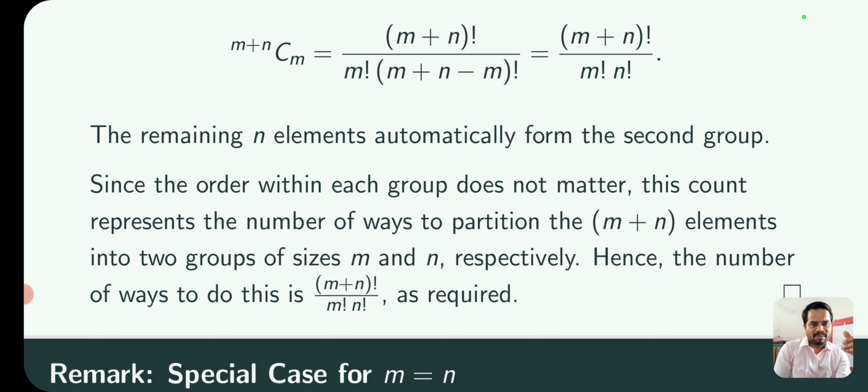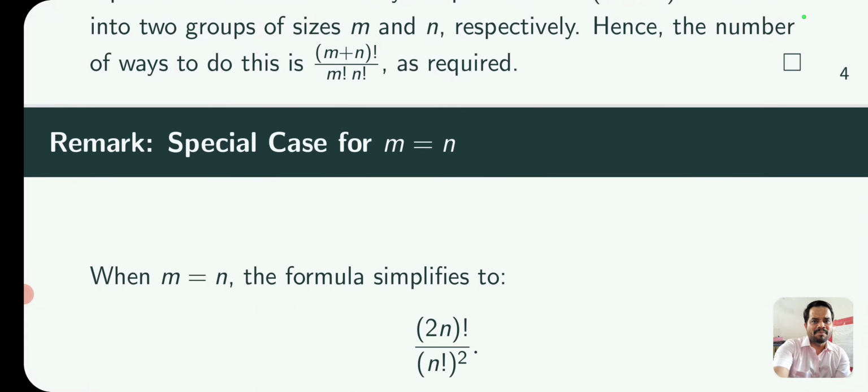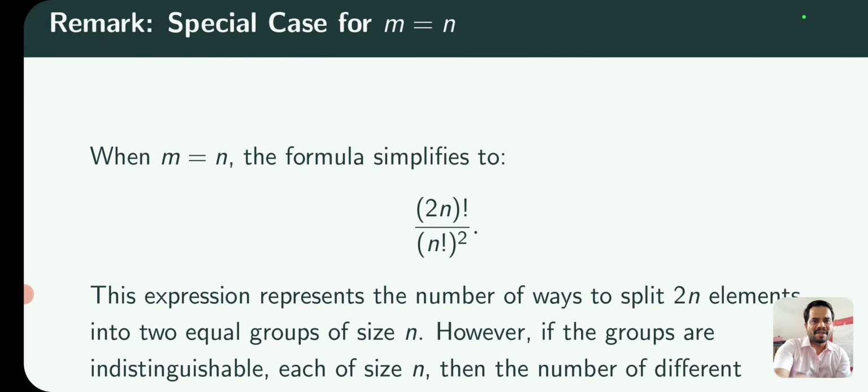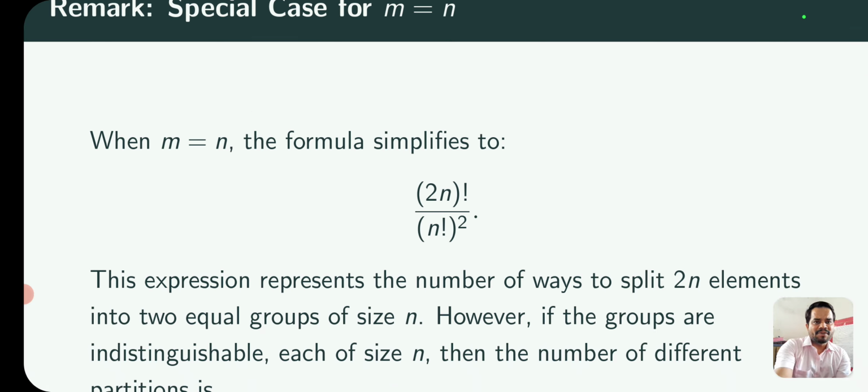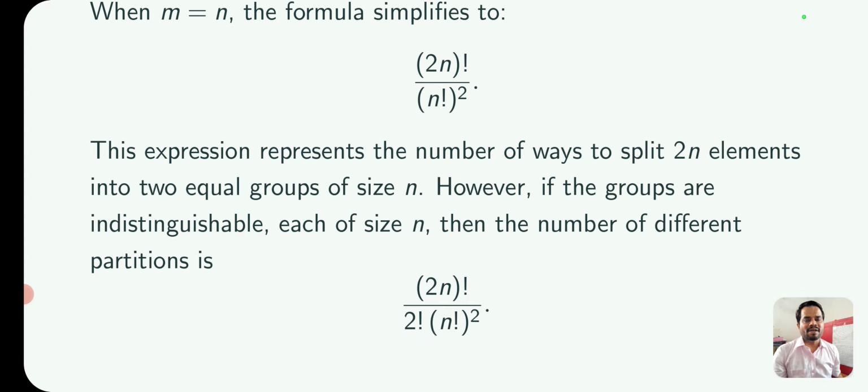Now let us see some remarks on this theorem, and these are the special cases. If m and n are the same, what happens? When m and n are the same, the formula simplifies to (2n) factorial upon (n factorial) squared. This expression represents the number of ways to split 2n elements into two equal groups of size n. If the groups are indistinguishable, each of size n, then the number of different partitions is given by (2n) factorial upon 2 factorial times (n factorial) squared.